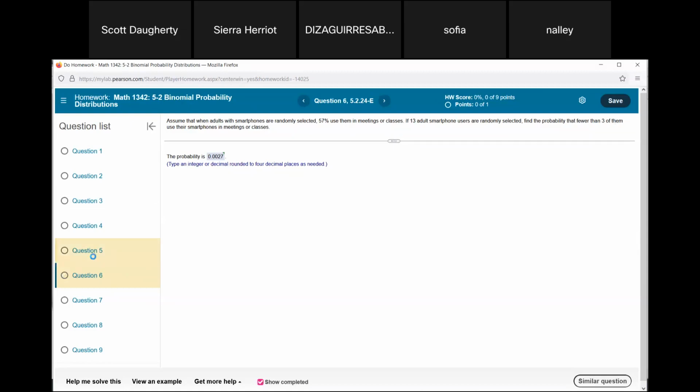And then if it's the upper side, so you're not starting at 0, but you're starting at some other number and you're going up from there, like this one says at least 3, then you're going to have to use 1 minus binom CDF of the complement, what you're not looking for. So in this case, the complement would be 0, 1, or 2. So you'd stop at 2. You do binom CDF of 2 and take the complement of that, so 1 minus it, to get 3 or more. Okay.